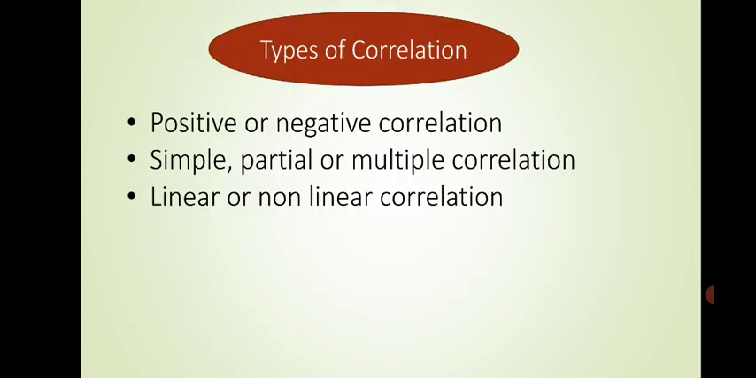There are three types of correlations. The first is positive or negative correlation. The second is simple, partial or multiple correlation. The third one is linear or non-linear correlation.